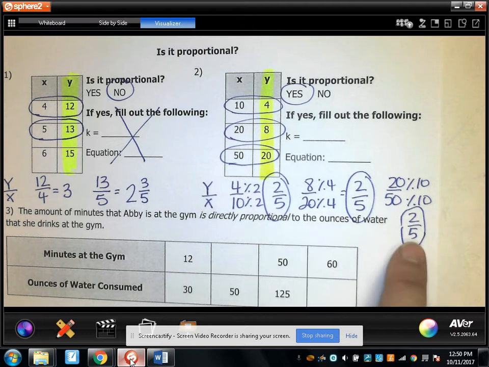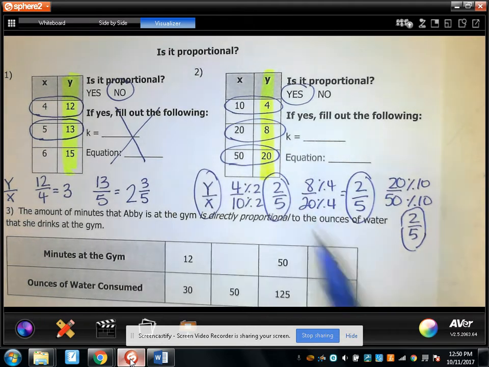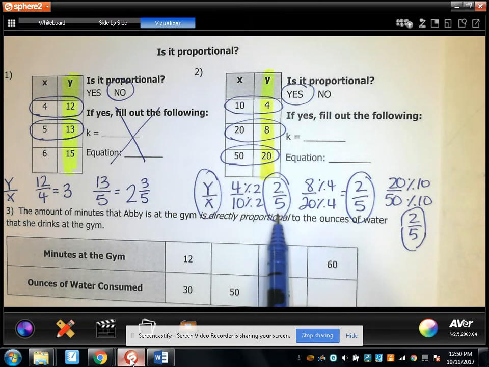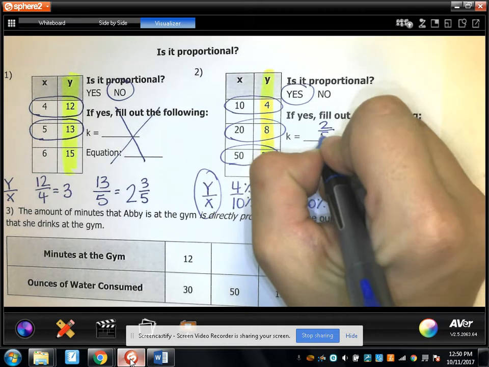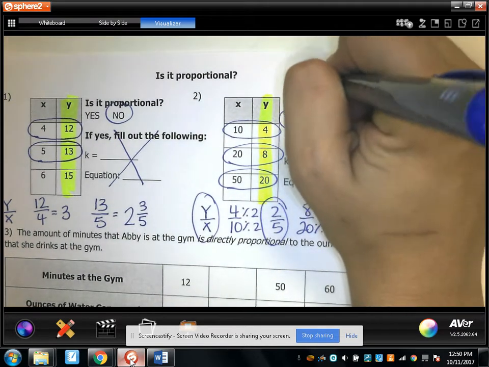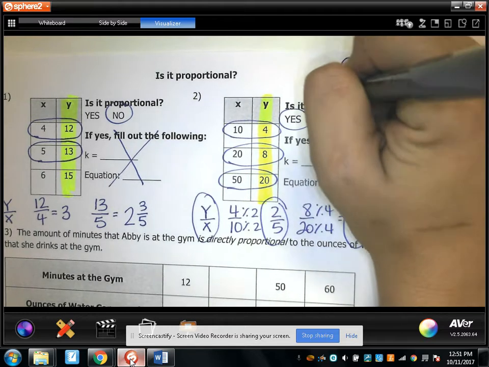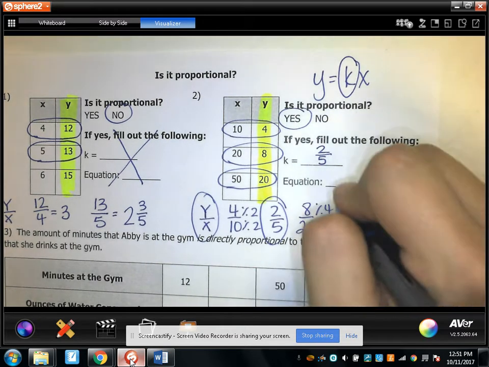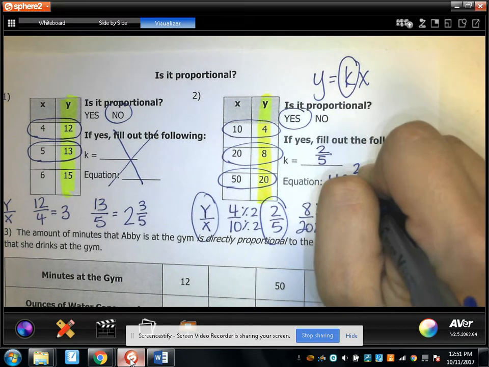The value that I got when I did y divided by x is called my constant of proportionality, and I represent that by the letter K. The equation you're going to write for every proportional relationship is y equals kx, where you just plug in what k is. So here, it's going to be y equals 2/5 x.